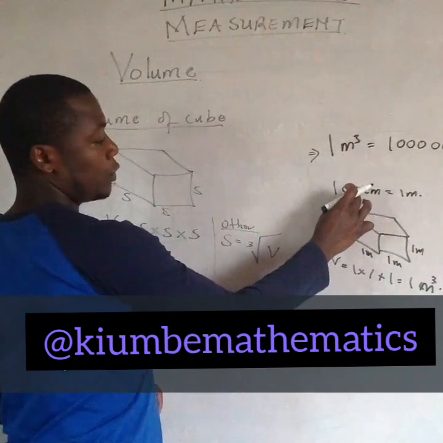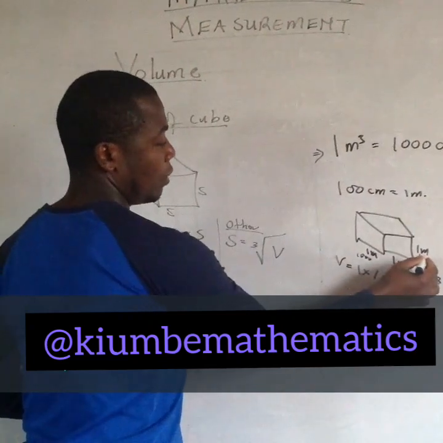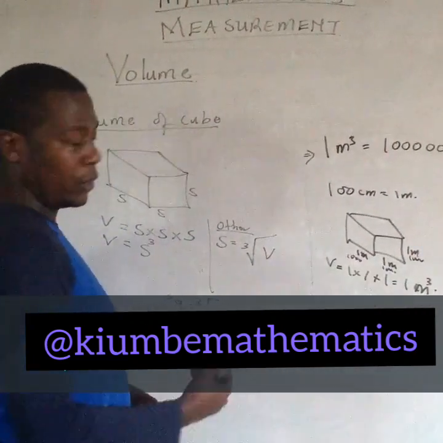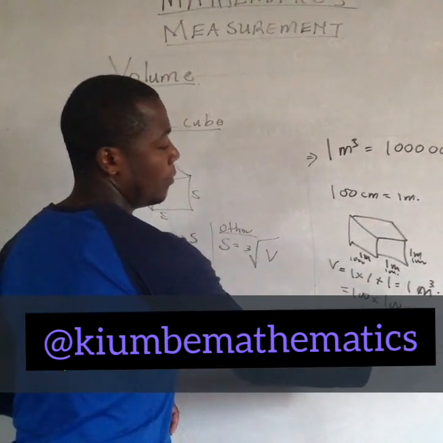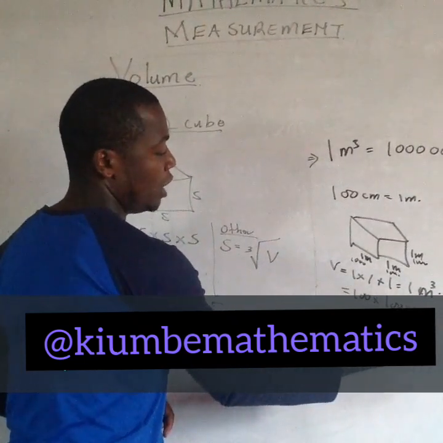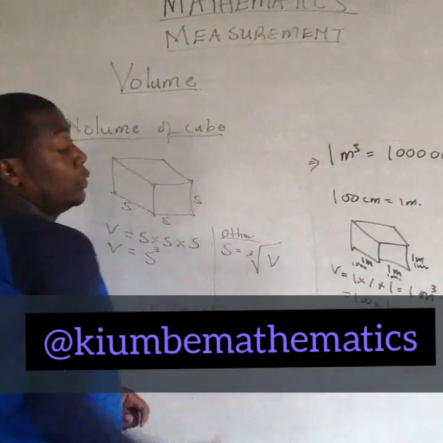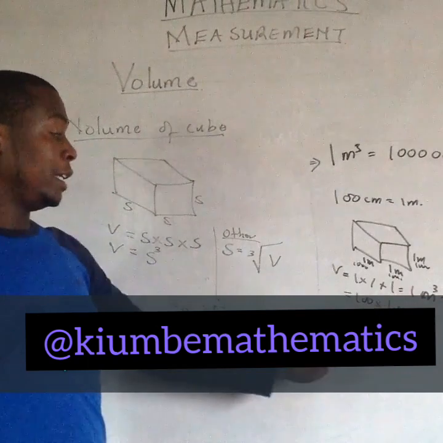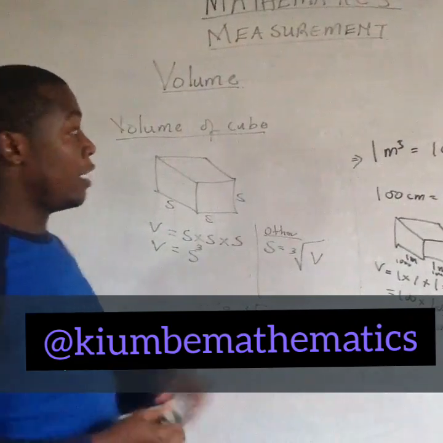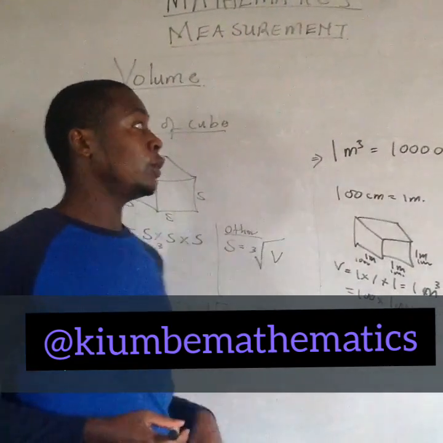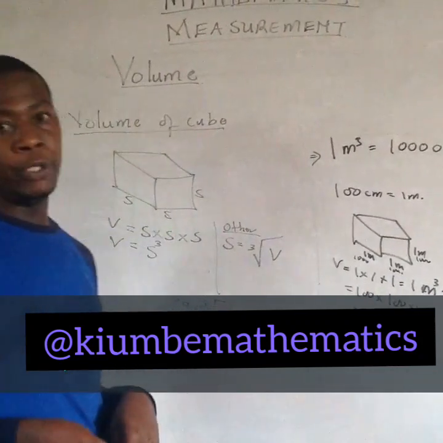These meters, if we convert to centimeters, they shall be 100 centimeters, 100 centimeters, 100 centimeters of the same cube. Therefore, the volume will become 100 by 100 by 100, which will give us 1 million centimeters cubed. So you will see that 1 meter cubed is the same as 1 million centimeters cubed, since we have used the same cube. Therefore, the derivation of conversion of 1 meter cubed is the same as 1 million centimeters cubed.